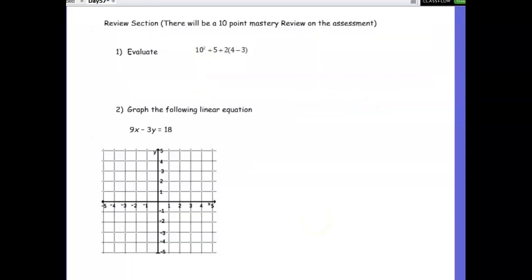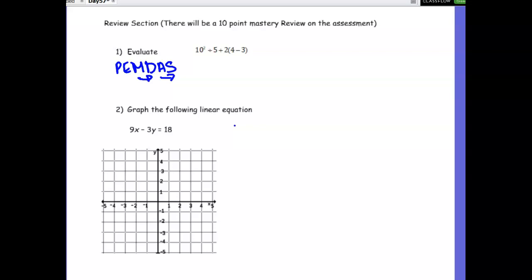The first one we're evaluating is just going to be PEMDAS. So parentheses, exponents, multiplication and division, addition and subtraction. Do it in that order and you should be getting the correct answer.